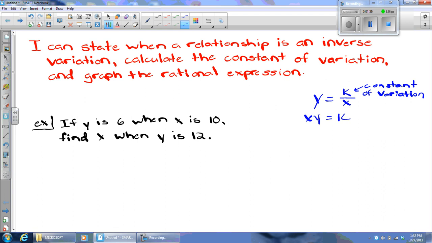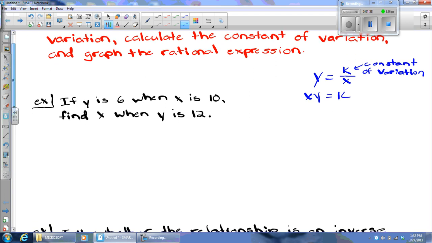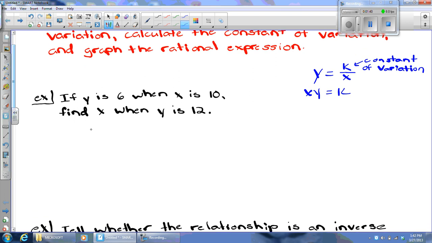This first example says if y is 6 when x is 10, find x when y is 12. The first thing we're going to do is set this up. In the formula, y equals k over x, we're going to plug in our y. So 6 equals k over 10. We're going to solve for k, multiply by 10, multiply by 10. 60 equals k.